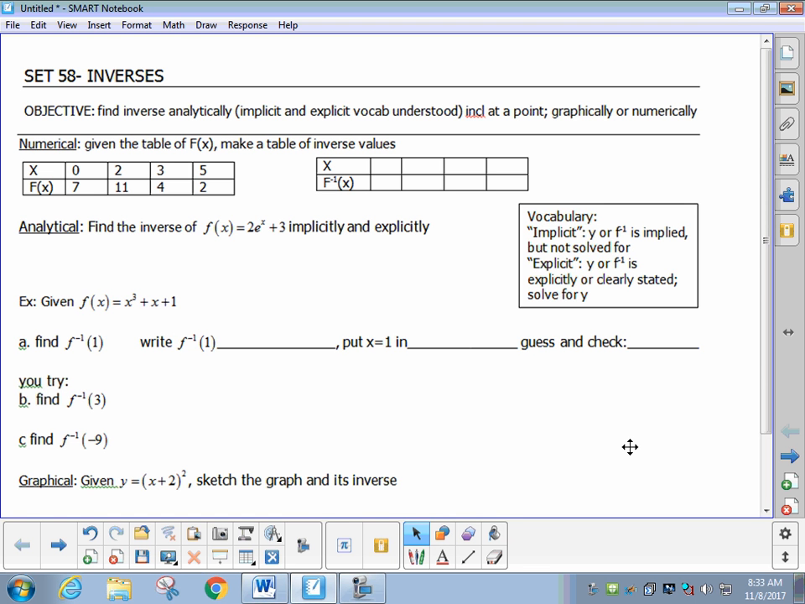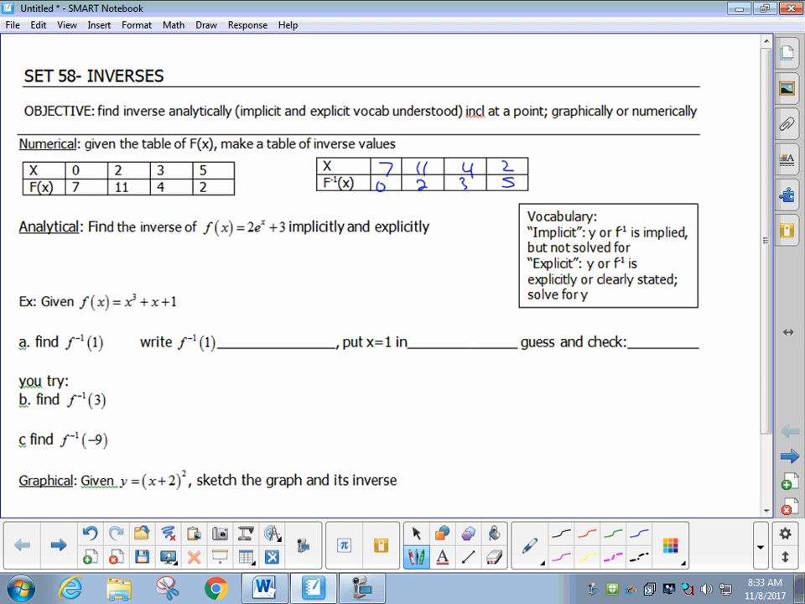Okay, sorry. So give me the row of x's: 7, 11, 4, 2, and the row of x at inverse. Okay. So the big idea of the day is when you find the inverse, you switch x and y. Right? Okay.